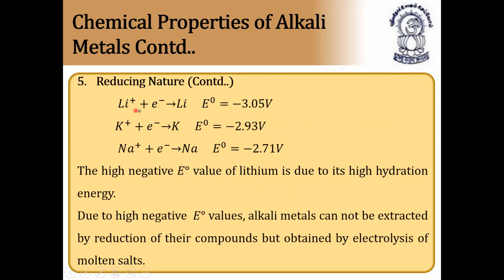Reducing nature. Lithium on gaining one electron forms lithium atom. Potassium ion on gaining one electron forms potassium, and sodium. So these are the electrode potential values. The more negative the electrode potential value, the more is the reducing power.